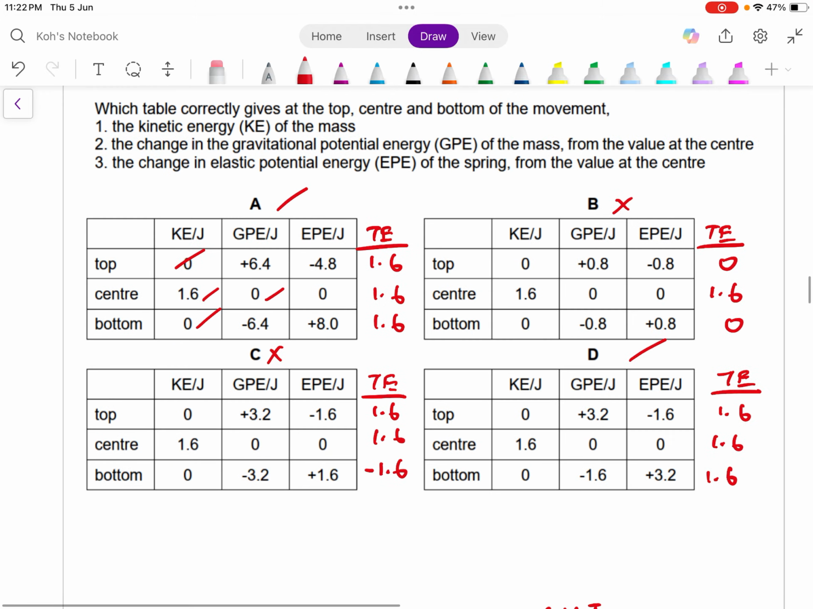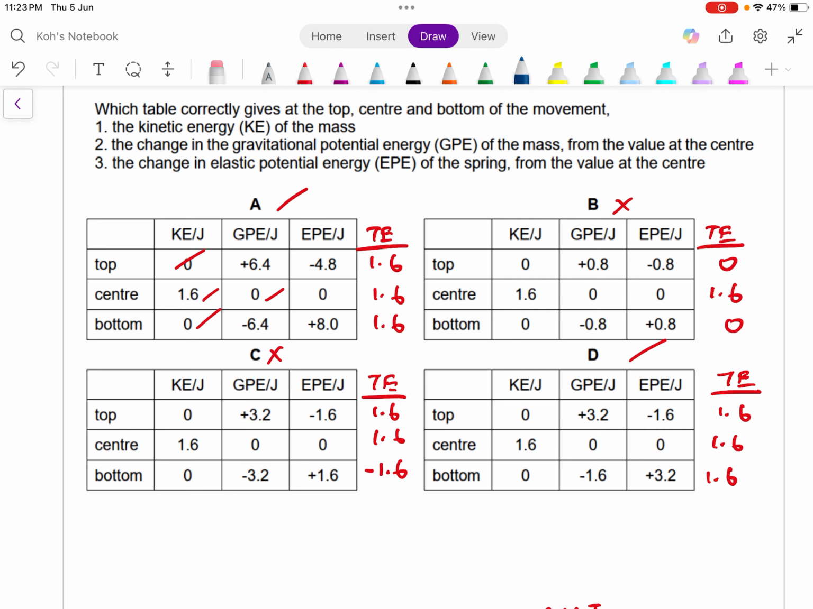So first we eliminate two options. The two options being eliminated are actually B and C. Why is that so? Because if you calculate the total energy, it doesn't correspond to each other. So you can see 0, 1.6, 0. So this is not allowed. C also, so 1.6, 1.6, and negative 1.6. So this is also not allowed. So what is left is actually A and D. For A and D, the total energy corresponds to one another, 1.6 throughout.